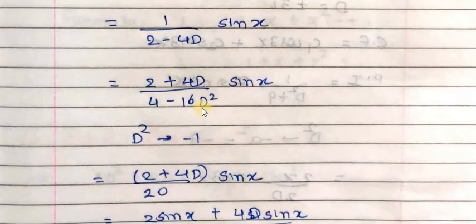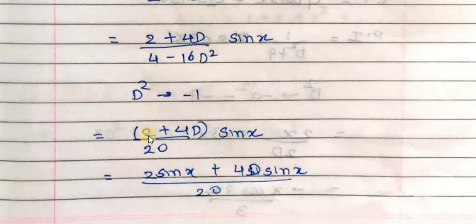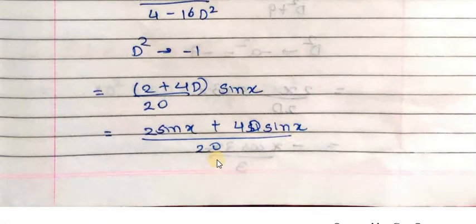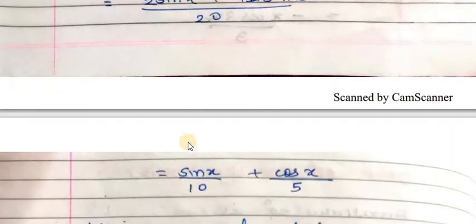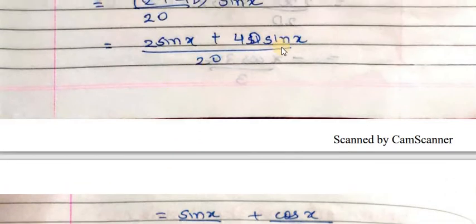Okay, now again we have to replace D square by minus 1, so it will become minus minus plus, 16 times 1 is 16, and 16 plus 4 is 20. So the overall result will become (2 plus 4D) by 20 into sine 1x. Now we have to apply this operator on sine 1x, so it will become (2 sine x plus 4D sine x) divided by 20. So 2 sine x will be as it is, and 4D sine x means the derivative of sine x, and the derivative of sine x is cos x.